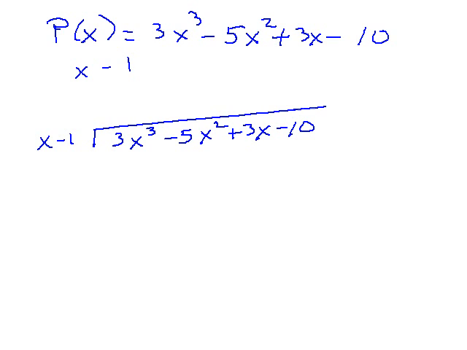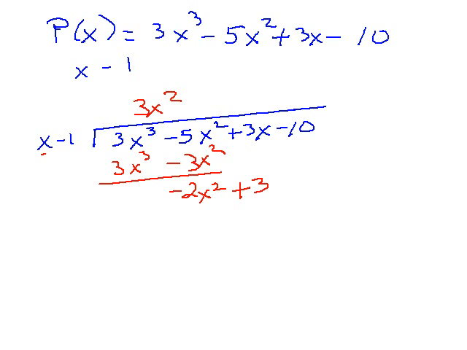x into the 3x cubed, what will turn x into 3x cubed? It will be multiplication by 3x squared. So now I carry out the multiplication, and I get 3x cubed minus 3x squared. And then I subtract. The first term goes away as planned, and now I have minus 5x squared minus a negative 3x squared, so that gives me minus 2x squared plus 3x.